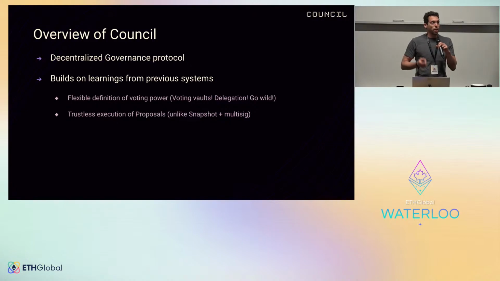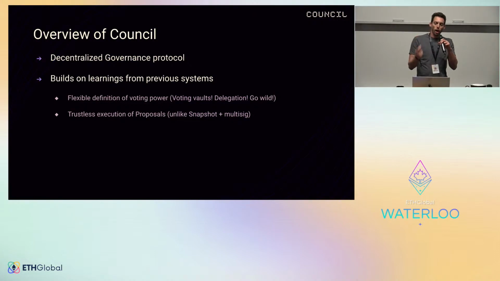The first one is that first bullet point you see there. It's the flexible definition of voting power. So many of us have probably seen a one token, one vote type of model. Maybe if you're in a smaller group, you've got a snapshot poll and then a multi-sig that actually executes the proposal. For Council, we want to build this for the future. So maybe one token, one vote isn't the actual perfect way to structure a DAO. So we want to build that into our protocol.